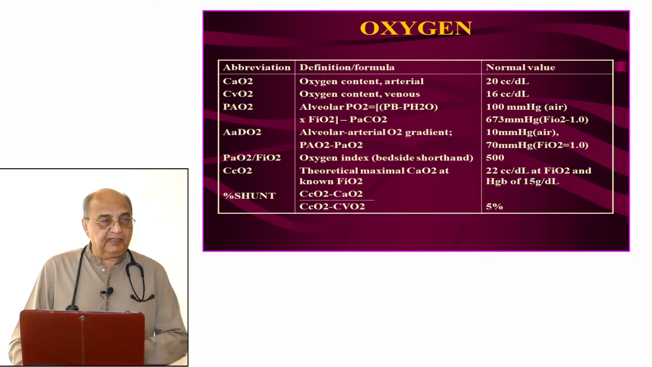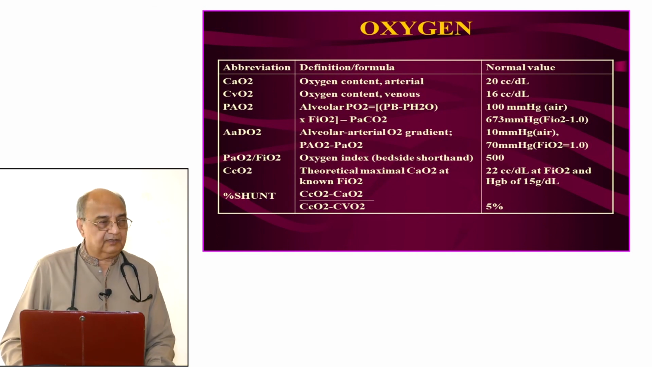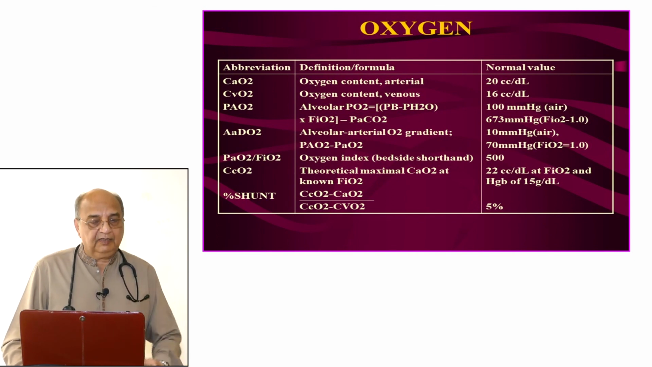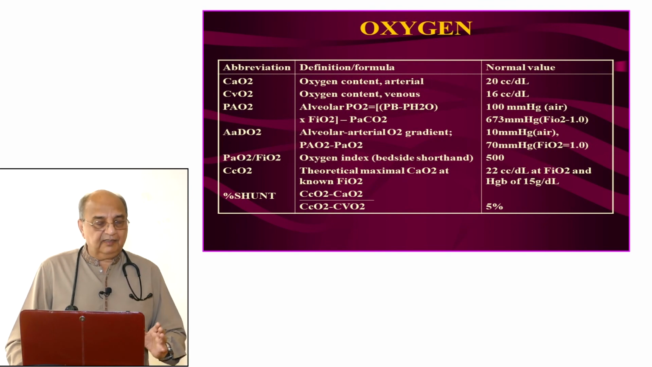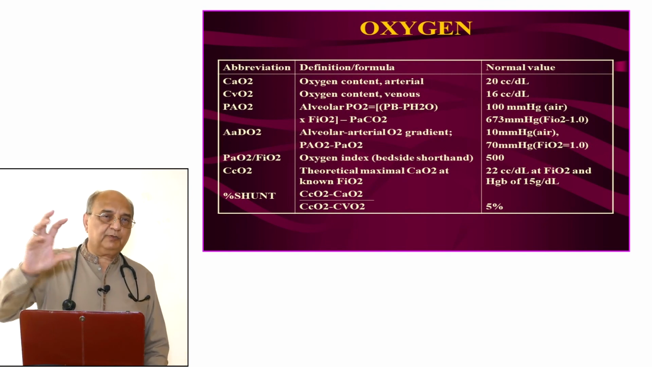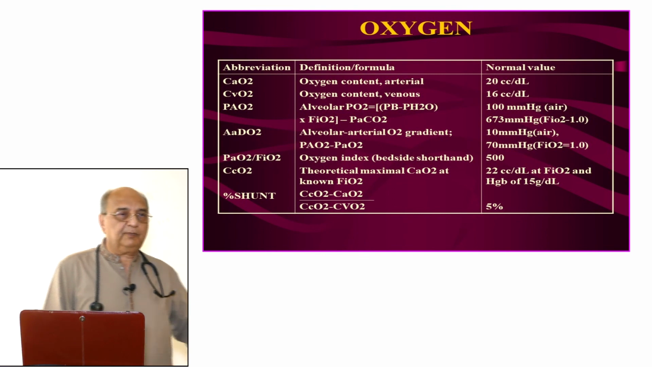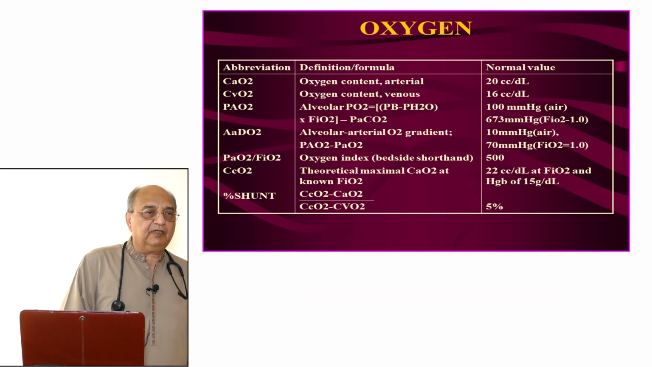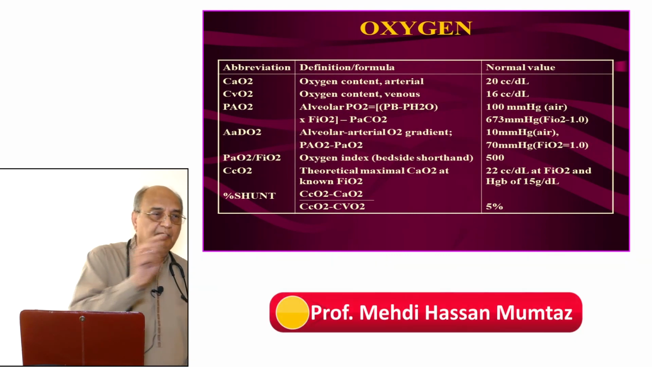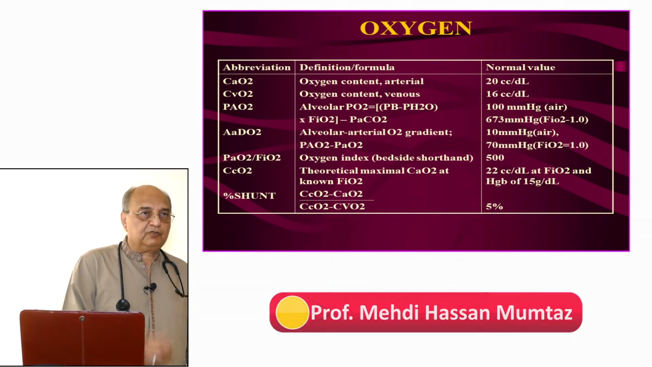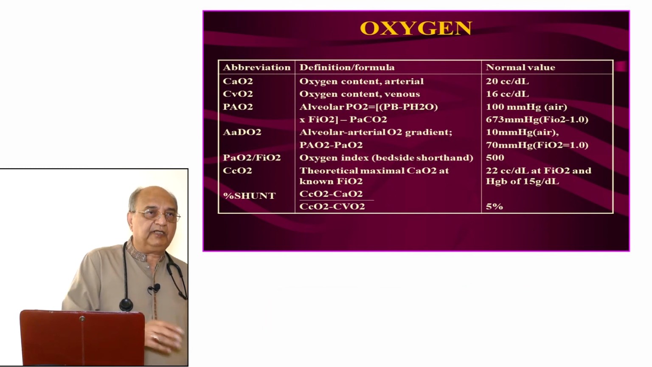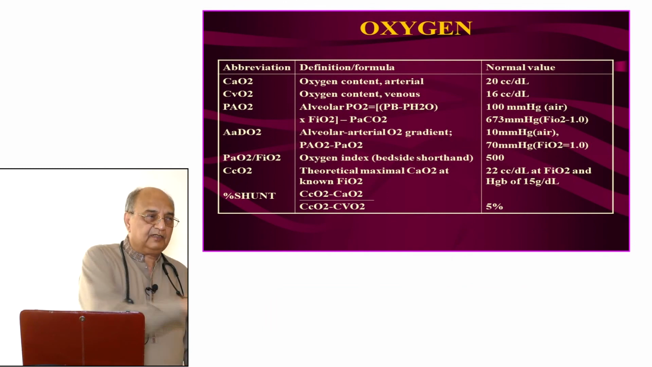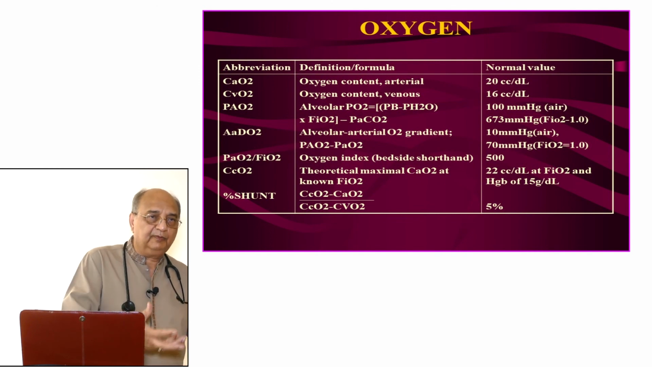Then PAO2, that is partial pressure of oxygen in the alveoli. Then the A-a gradient. You look at the partial pressure of oxygen in the alveoli, then the partial pressure of oxygen in the arterial blood, and take their difference. That will tell you the status of the alveolar capillary pathway. If oxygen is reaching the alveoli, if PAO2 is good, but it's not reaching the blood, it means the alveolar capillary pathway has got some problem.